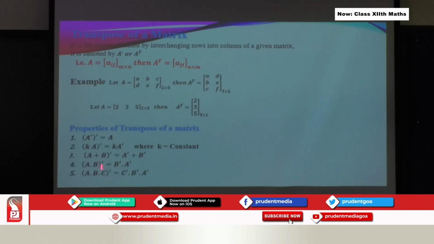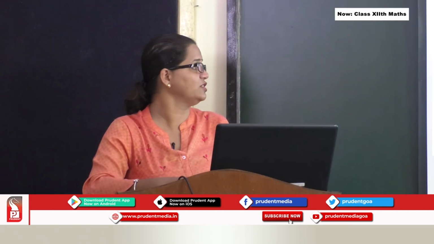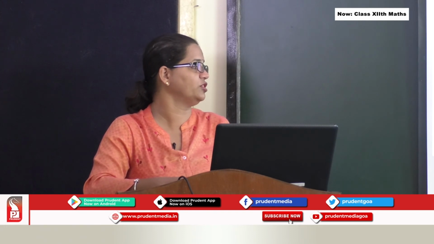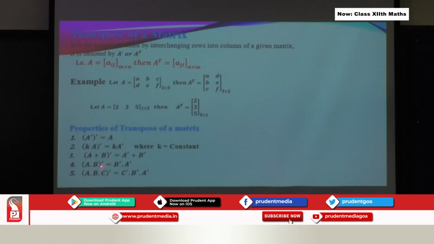So this is the extension of this fourth property. You can see here A into B into C. So the product of three matrices, when you take the transpose of it, will be equal to C transpose into B transpose into A transpose. These two properties are very crucial, and this fifth property is just an extension of your fourth property, and these are very important questions from the exam point of view.